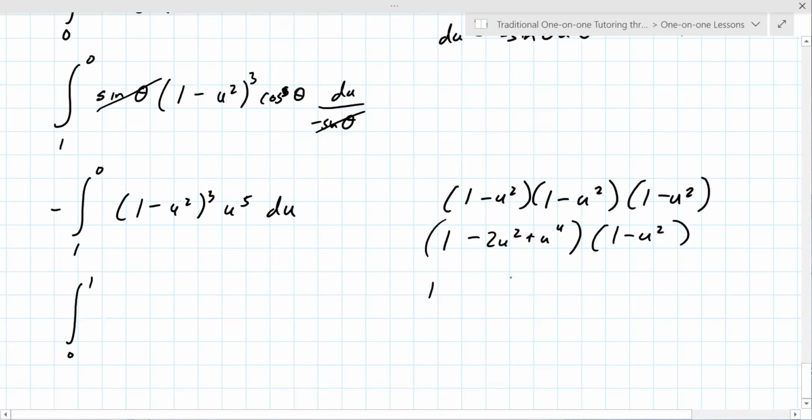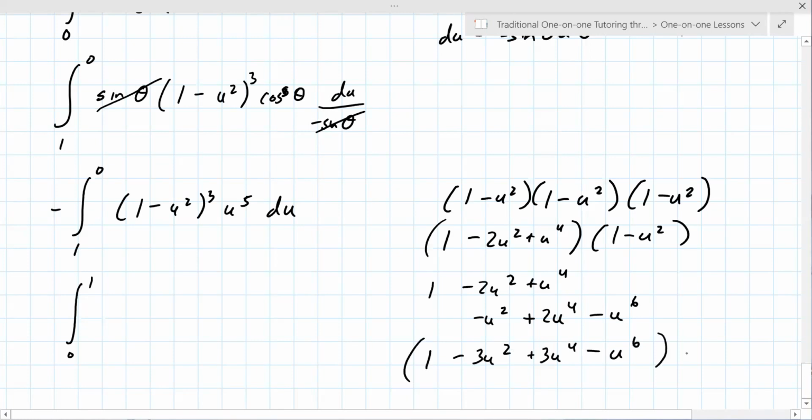So it's 1 minus 2u squared plus u to the 4th. And then we got minus u squared plus 2u to the 4th minus u to the 6th. So we got 1 minus 3u squared plus 3u to the 4th minus u to the 6th, all times u to the 5th. So it's u to the 5th minus 3u to the 7th plus 3u to the 9th minus u to the 11th du.